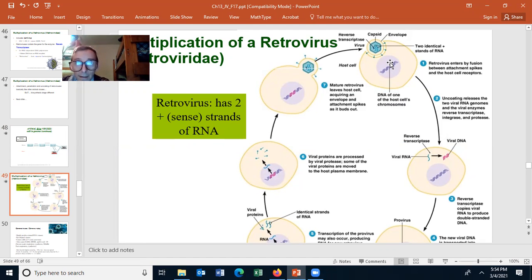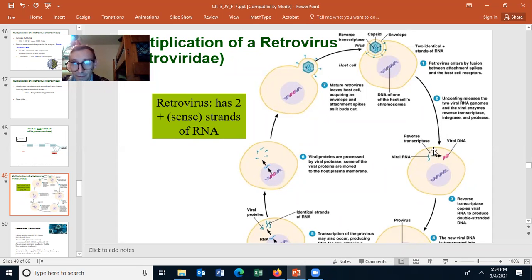Uncoded, and the reverse transcriptase immediately transcribes the positive strand RNA genome into DNA. And it does go through a single strand DNA, and then the single strand is made into a double strand DNA. That double strand DNA moves into the nucleus.